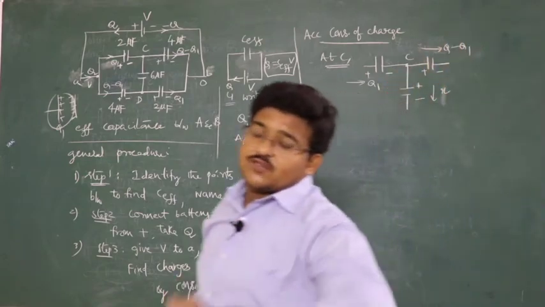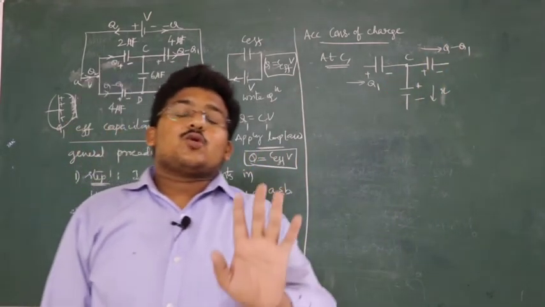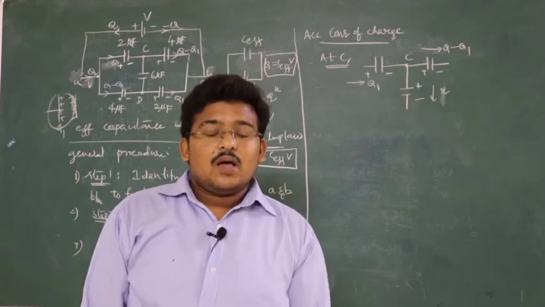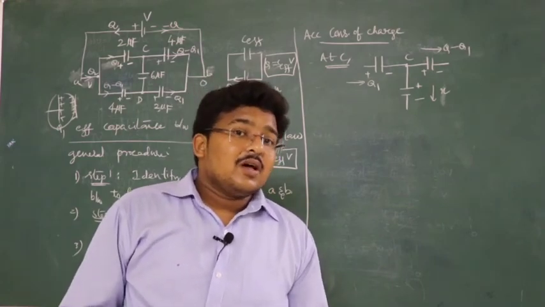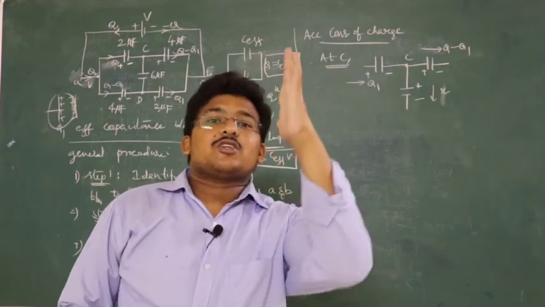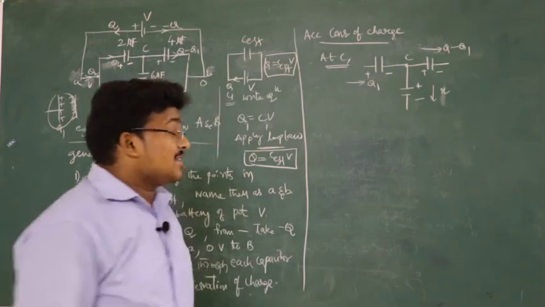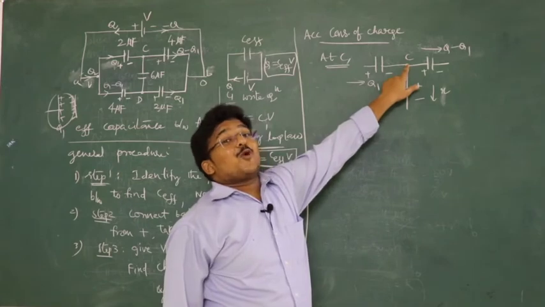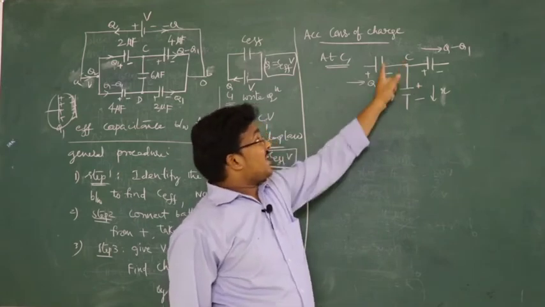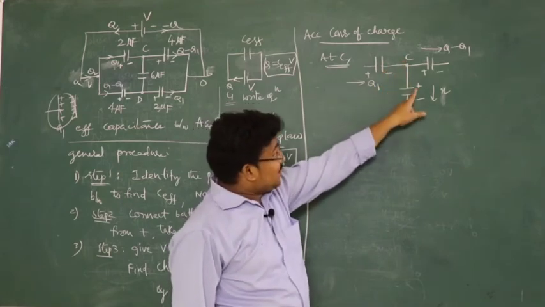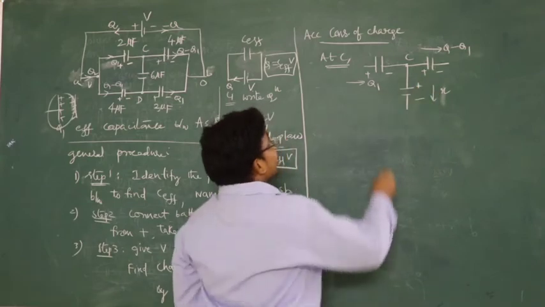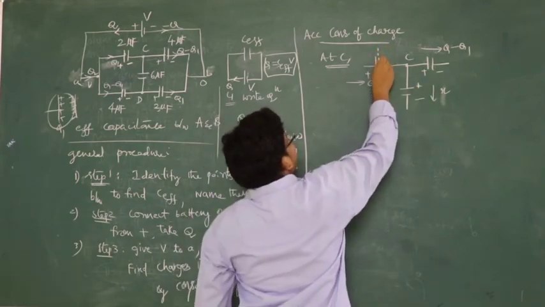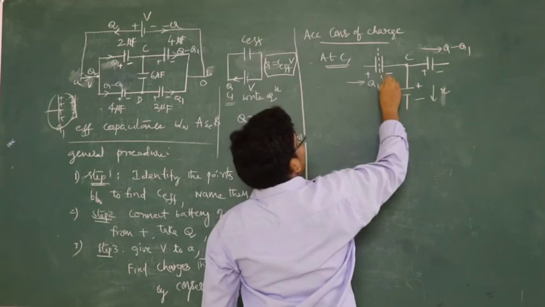Now what is the conservation of charge? Before connection the total charge is 0, and according to conservation, after connections also the total charge must be 0 on the plates. Sir, which plates? The plates connected to the point C. This C will be connected to this plate, this plate, this plate. Now I can say, just to understand, I will take it like this.